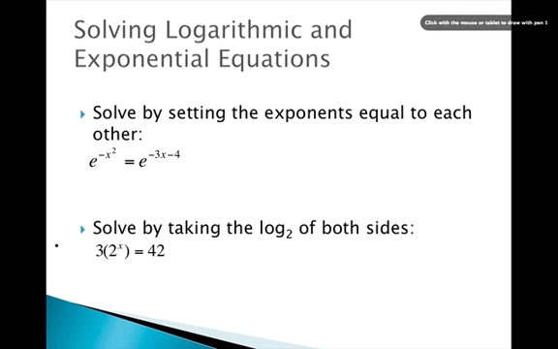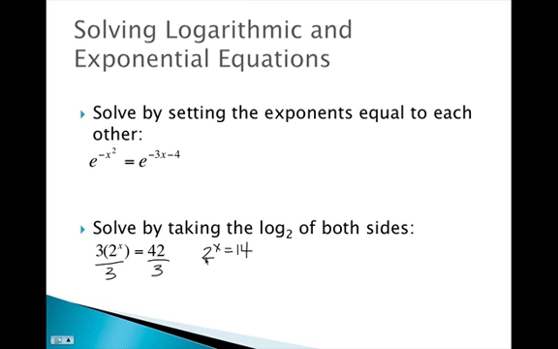Okay, now we're going to go on to the next example. And remember what I said from the first slide. The first step that you're going to take is do any basic algebra that you can do. So we can divide both sides by 3. That simplifies our equation. So now we have 2 to the x equals 14.